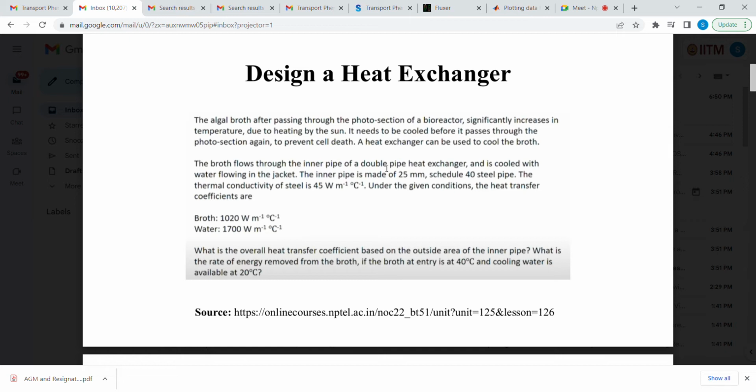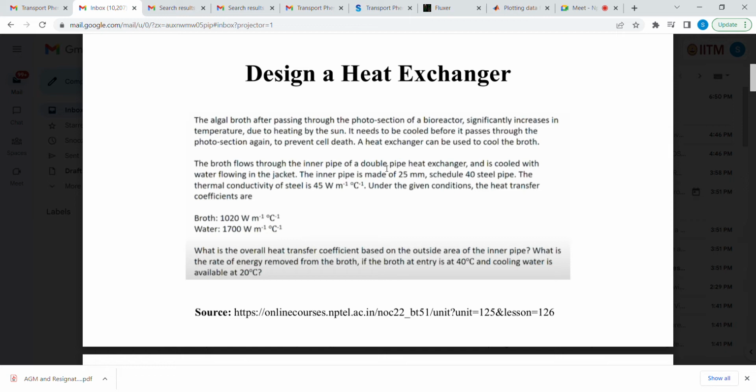The algal broth, after passing through the photo section of a bioreactor, significantly increases in temperature due to heating by the sun. It needs to be cooled before it passes through the photo section again to prevent cell death. A heat exchanger can be used to cool the broth. The broth flows through the inner pipe of a double pipe heat exchanger and is cooled with water flowing in the jacket. The inner pipe is made up of 25 mm Schedule 40 steel pipe.